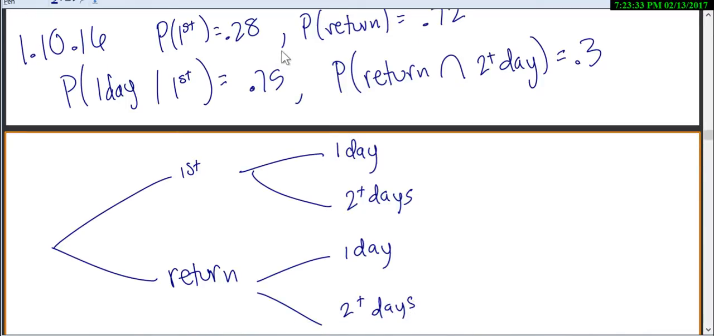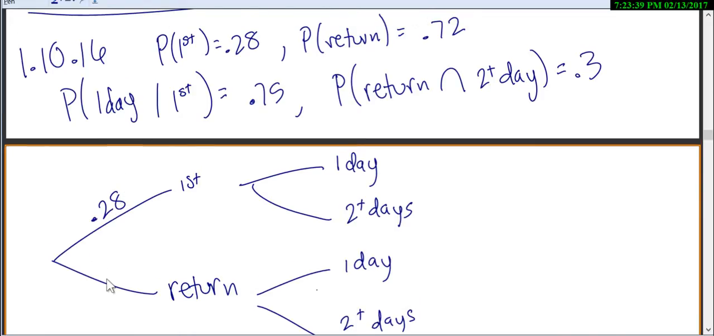So the probability that was first, we said that was 0.28. The probability for the return was 0.72. The probability that it goes out on the first day, if you know it's the first time customer, is 0.75. And if this is 0.75, what does this branch have to be? 0.25, right? Each set of branches always has to add up to 1.